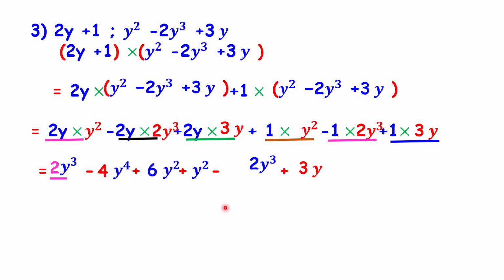Here 2y cube and negative 2y cube both are like terms and they have opposite sign. Therefore 2y cube and negative 2y cube are cancelled out. Now which is the pair of like terms in the remaining terms? 6y square and y square. Therefore we take addition of their coefficient. The first term negative 4y raised to 4 as it is. 6 plus 1 is nothing but 7, y square plus 3y.